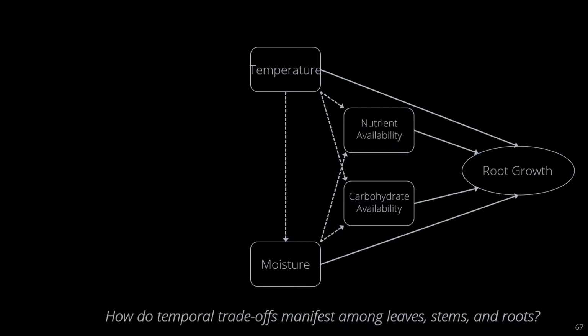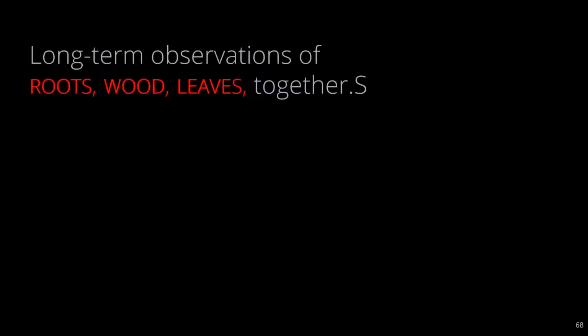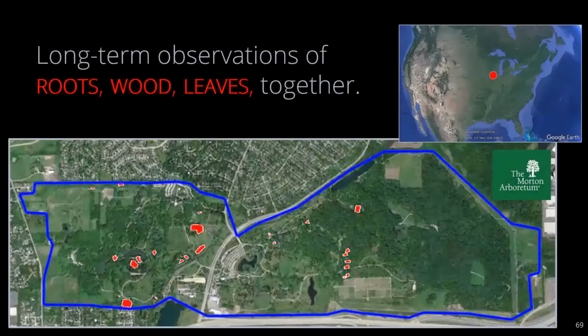So we're going to start off by just thinking about temporal trade-offs and how those manifest across leaves, stems, and roots. We're going to simplify this. Just think about three tissues. We're ignoring fruit production, seed set. We're ignoring flowers, just these first things. So here at the Morton Arboretum, we're going to think about and monitor explicitly the timing of leaf, stem, and root production together. So this is where I work.